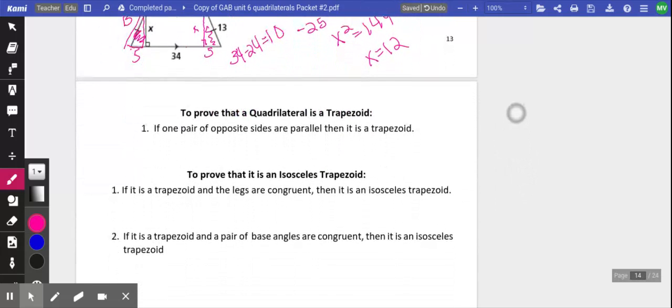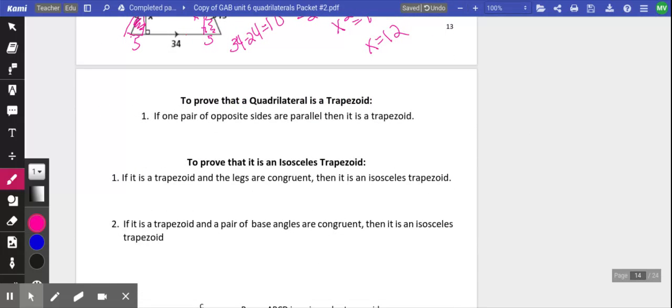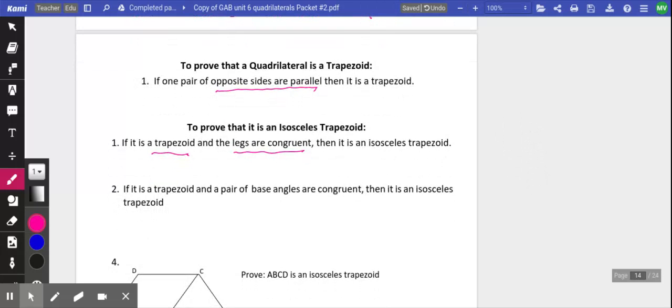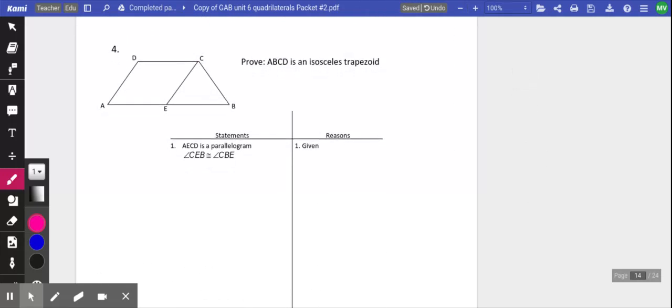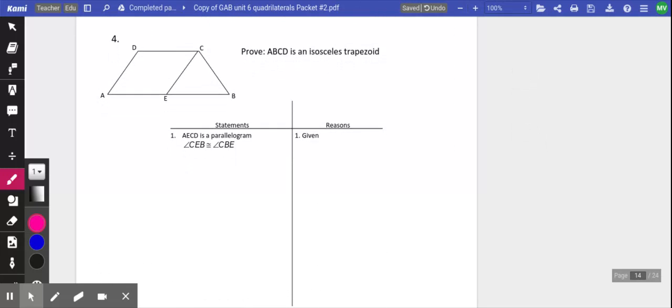Now, to prove a quadrilateral is a trapezoid, I just need to show that I have one pair of opposite sides parallel. To prove it's an isosceles trapezoid, I need to show it's a trapezoid and that the legs are congruent. Or I need to show it's a trapezoid and the base angles are congruent. So now I want you to pause and give this proof a try and then come back.